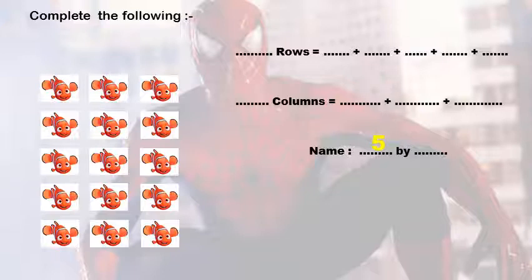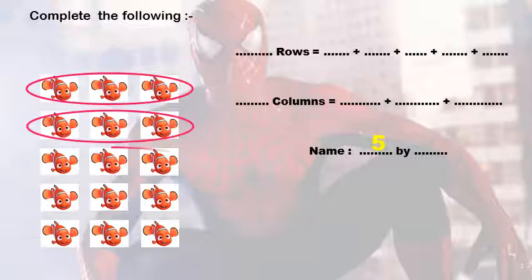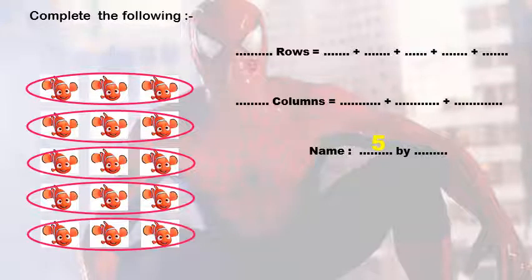Okay, let's see now another example. If I have this Nemo fish, I want to know how many rows we have. Let's count the rows first. 1, 2, 3, 4, 5. So we have 5 rows. Inside each row, how many Nemo fish do we have? Yes, we have 3 Nemo fish. This 3 is repeated how many times by the rows? 5 times. So we are going to put 3 plus 3 plus 3 plus 3 plus 3. So this is the first step, putting the rows, 5 rows.